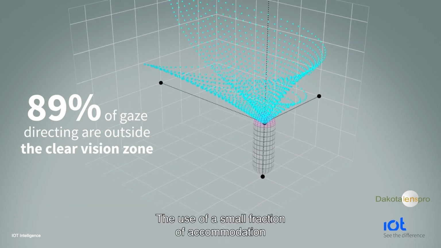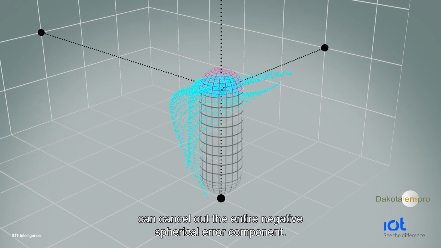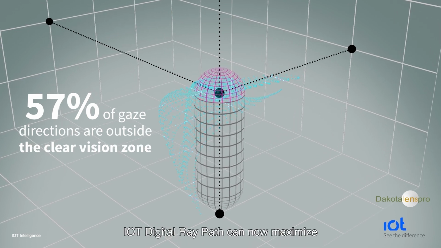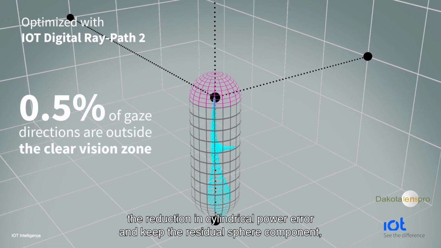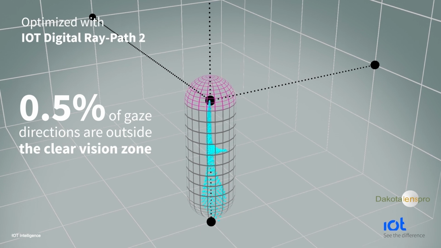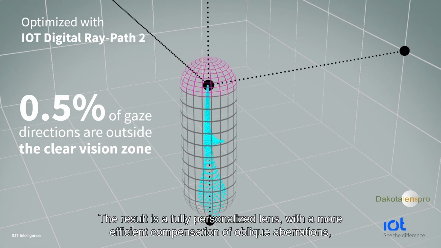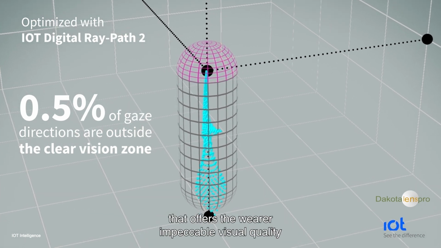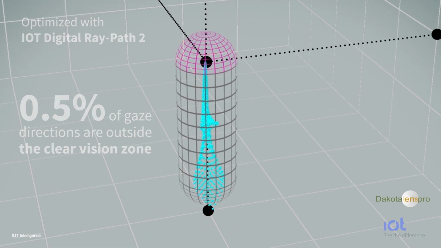The use of a small fraction of accommodation can cancel out the entire negative spherical error component. Digital ray path can now maximize the reduction in cylindrical power error and keep the residual sphere component, which is the one that can be easily compensated with accommodation. The result is a fully customized lens with a more efficient compensation of oblique aberrations that offers the wearer impeccable visual quality and precise, comfortable focusing.